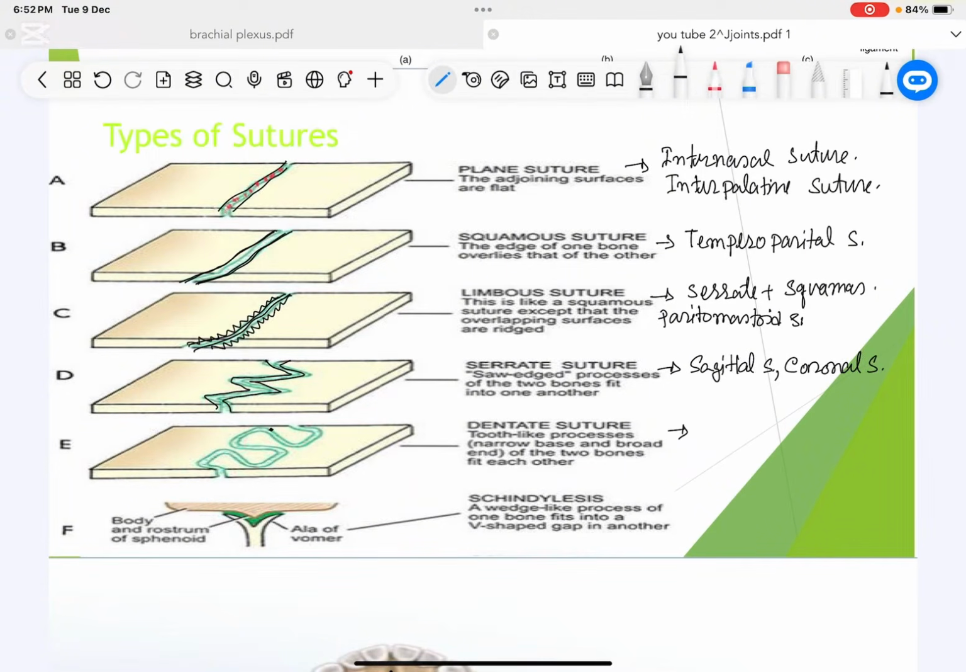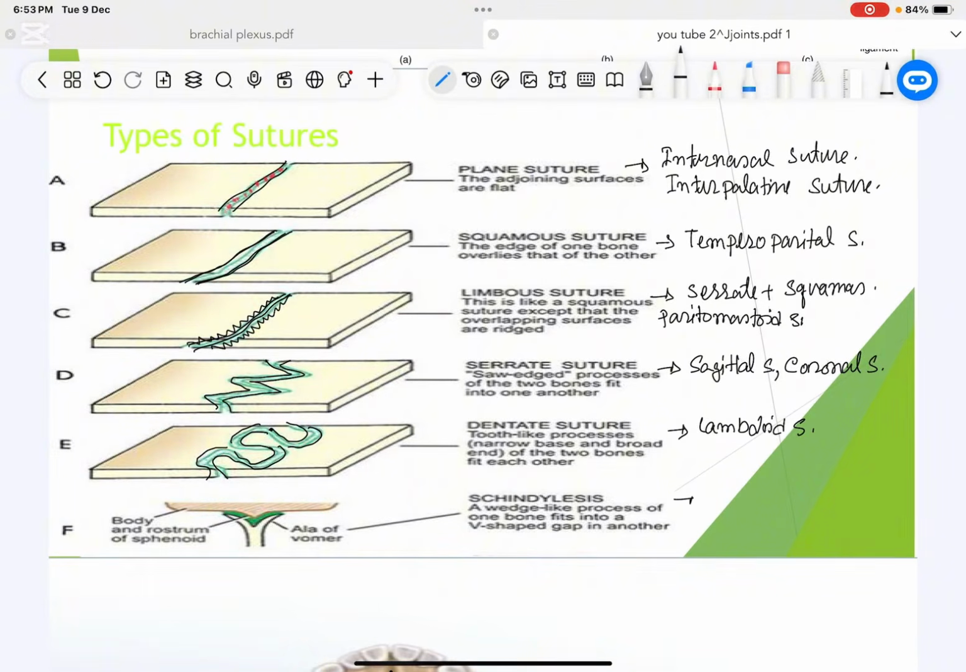The fifth one you can see here is the dentate suture. In dentate sutures, the surfaces are teeth-like, teeth and socket. So here also teeth and socket. One surface is teeth-like, another surface is like a socket making an attachment. So the margins are dentate, and it's quite stronger, we can say stronger than serrate suture. What is the example? The example will be lambdoid suture.